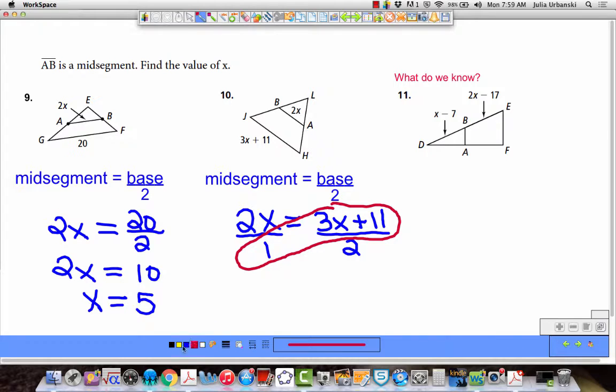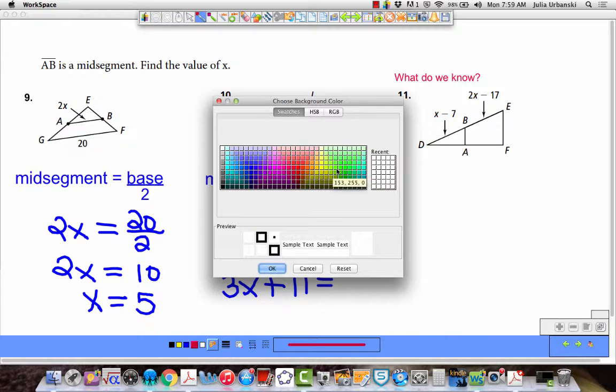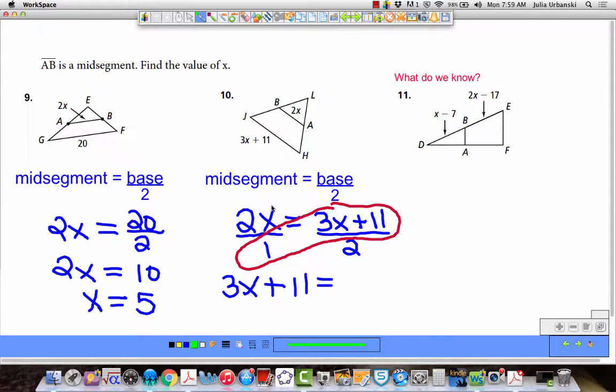So we're going to say 3x plus 11. When you multiply it by 1, nothing really happens. 3x plus 11. And then now I need to multiply the other two. So I'm going to do 2x times 2. You multiply the top of one times the bottom of the other. And we will get 2x times 2 is 4x. And now it's really, really easy to solve.